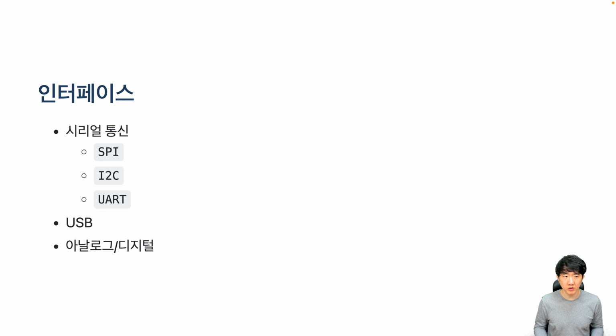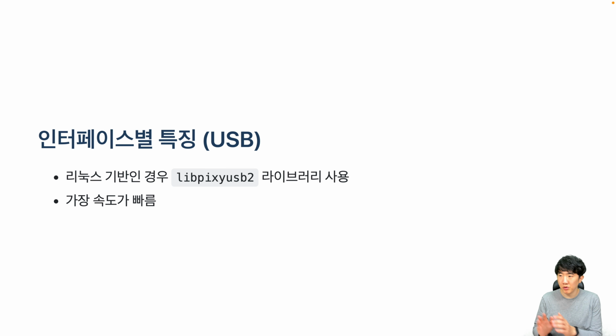First of all, Pixy2 can be connected through the following interfaces: serial communication, including SPI, I2C, and UART, as well as USB. Additionally, although there are limitations in functionality, it is also possible to communicate with Pixy2 using analog digital communication. First, looking at the characteristics of each interface, in the case of USB, it is generally assumed that communication occurs in an environment where the operating system is running.